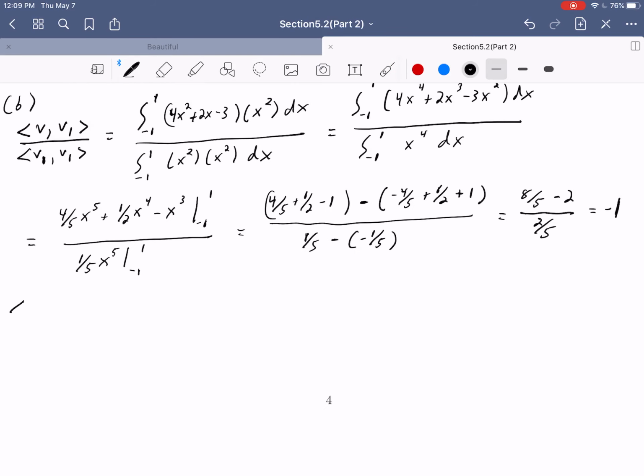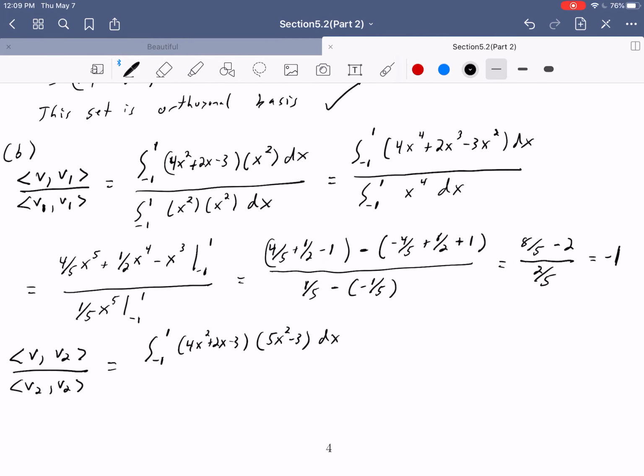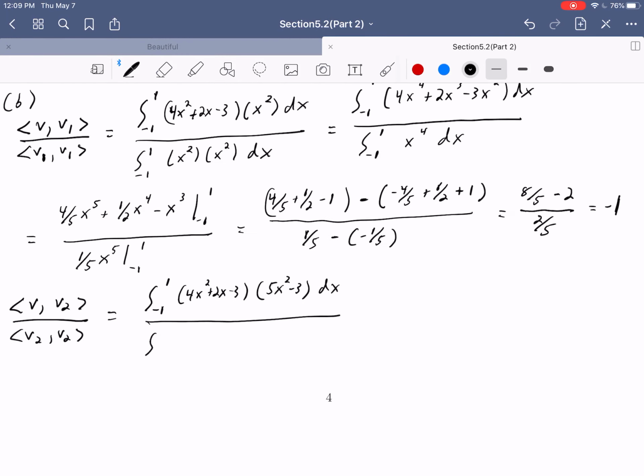We can do our next one, V with V2 over V2 with V2, which means that we'll need to do the integral from negative 1 to 1 of 4x squared plus 2x minus 3. V2 was 5x squared minus 3, I believe. Yep, 5x squared minus 3. dx over the integral from negative 1 to 1, 5x squared minus 3 times 5x squared minus 3 dx.